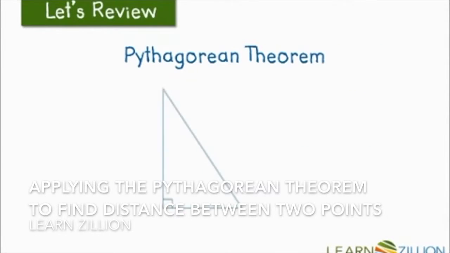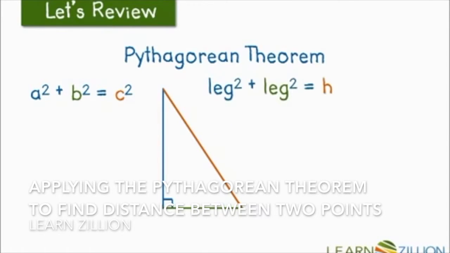The Pythagorean theorem can be used to find the length of a side of a right triangle. You can use a squared plus b squared equals c squared, where c is the hypotenuse, or leg squared plus leg squared equals the hypotenuse squared.